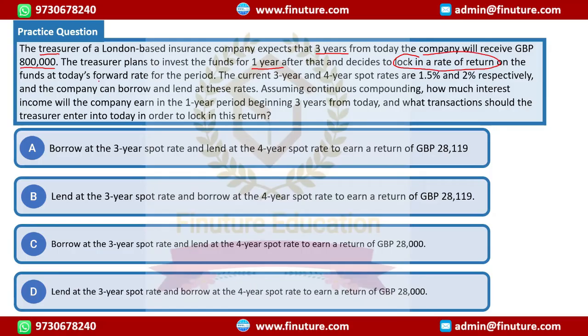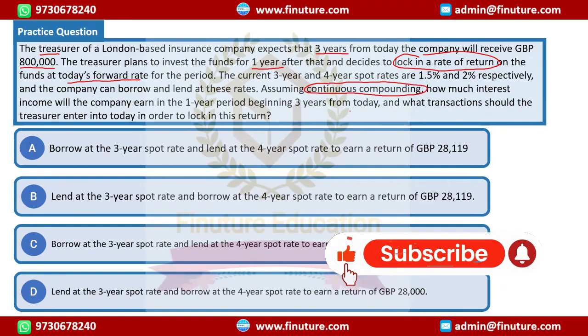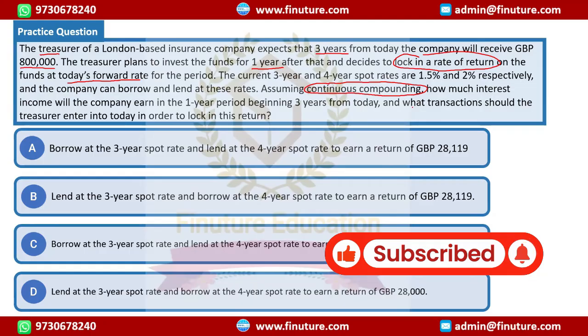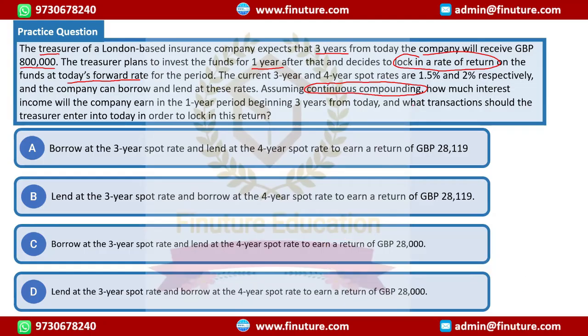Today's forward rate for 1 year starting 3 years from now. The current 3 and 4 year spot rates are 1.5% and 2% respectively, and the company can borrow and lend at these rates, assuming continuous compounding. Another key piece of information: there is no annual, quarterly, or monthly compounding. We have been given continuous compounding.